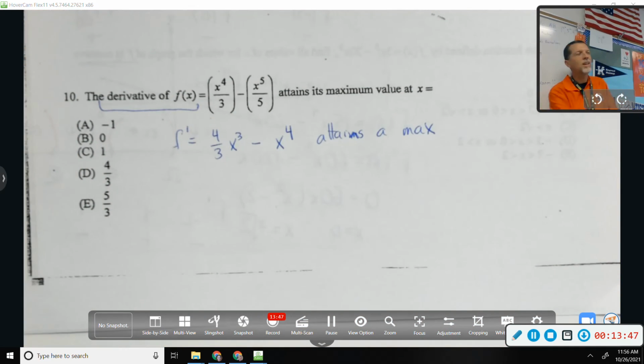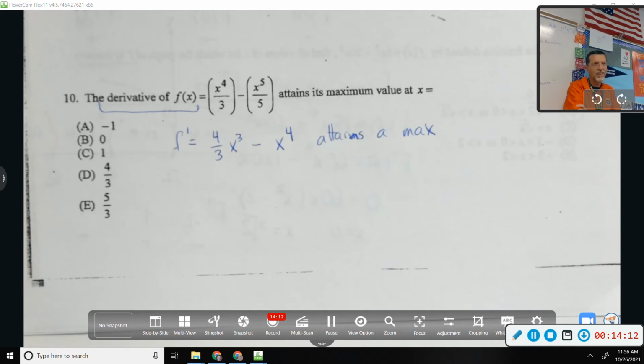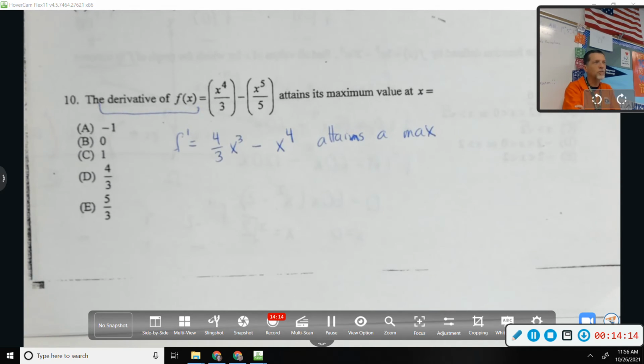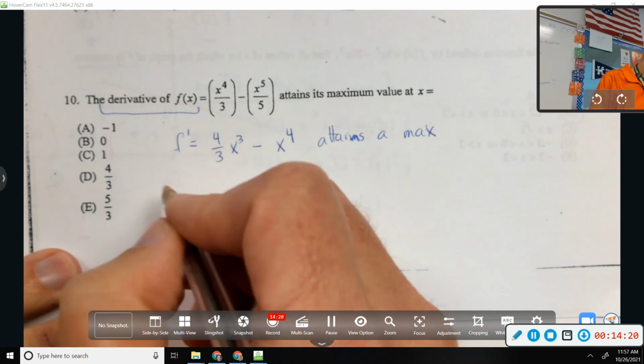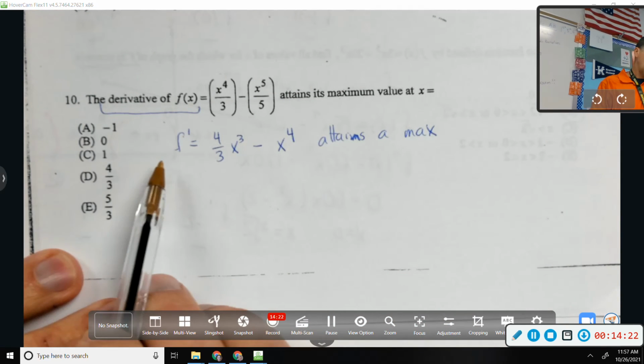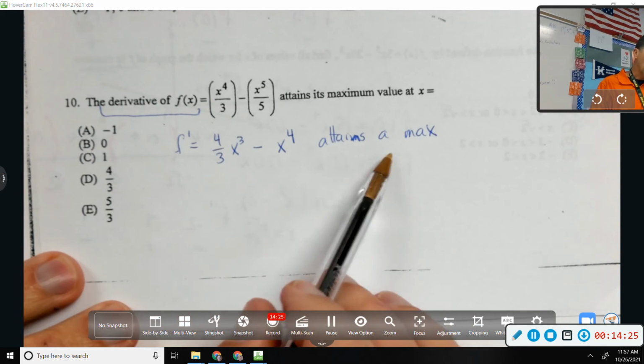This is tricky because I want to maximize not f, but I want to maximize f prime. So how do I figure out where f prime has a maximum? Set it equal to 0 would help me learn where f has a maximum. I want to know where f prime reaches a maximum. I'm going to have to do another derivative. Second derivative test? It's not a second derivative test. It's, I want to maximize.